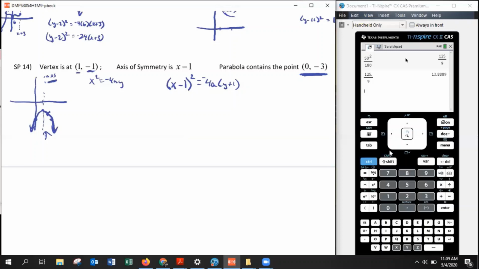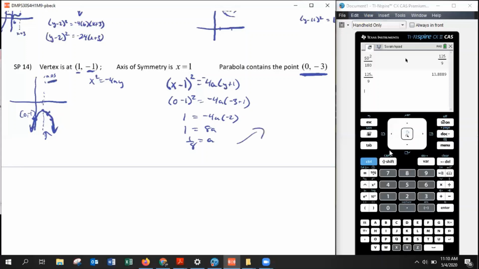To figure out the a value, I'm going to use the point that the parabola contains, where my x value is 0 and my y value is -3. That x value is 0 minus 1 squared, which will equal -4a times y, and my y value is -3, so -3 plus 1, which is -2. So 1 will equal 8a, so a is 1/8.